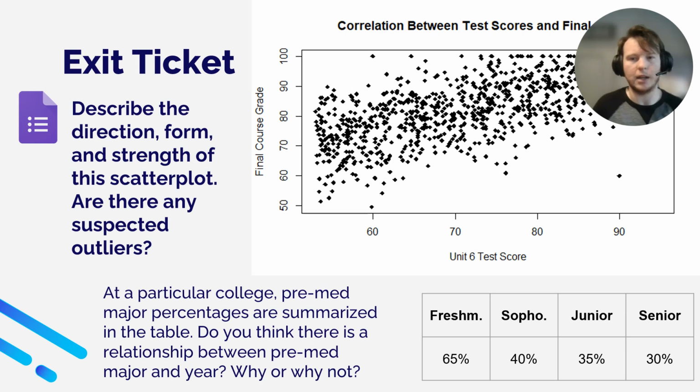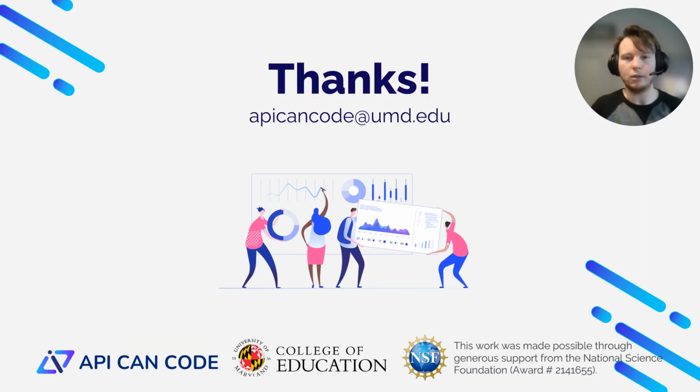In terms of the scatter plot, most students will probably say that this is a moderate strength relationship, clearly has a positive direction to it. It is mostly linear, and there does seem to be one outlier around x equals 90 that is far below where it should be in terms of the pattern. For the second question, students might notice that that percentage changes year to year, suggesting that there is some kind of relationship between pre-med major and class year. In fact, if you look at the table, it seems to be decreasing as students go through sort of their college career.